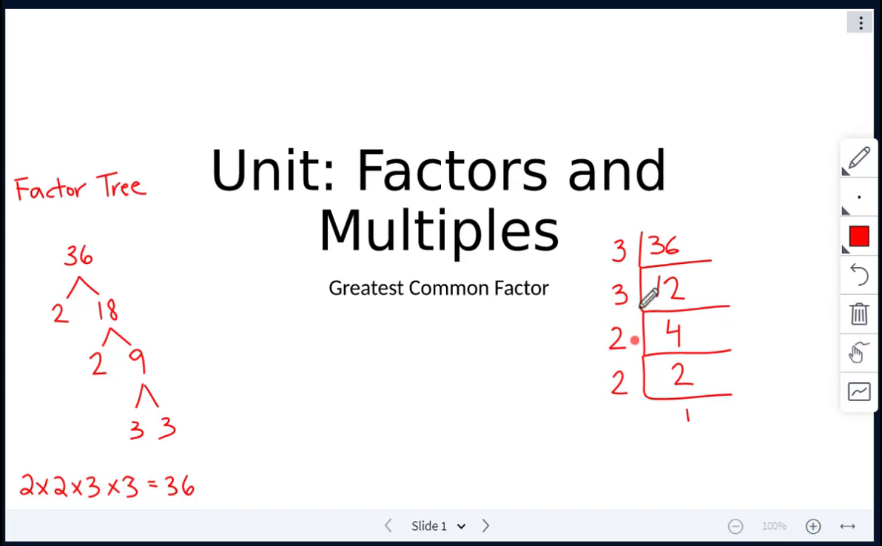So notice on the left-hand side, these are our prime factors. They are the exact same as when we did it by factor tree, 2 times 2 times 3 times 3. So same answer, both ways to get the prime factorization of 36. So that was just a quick review from last class.